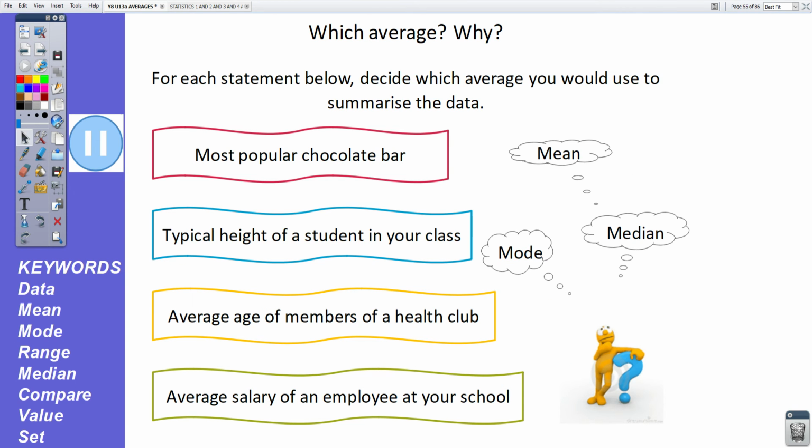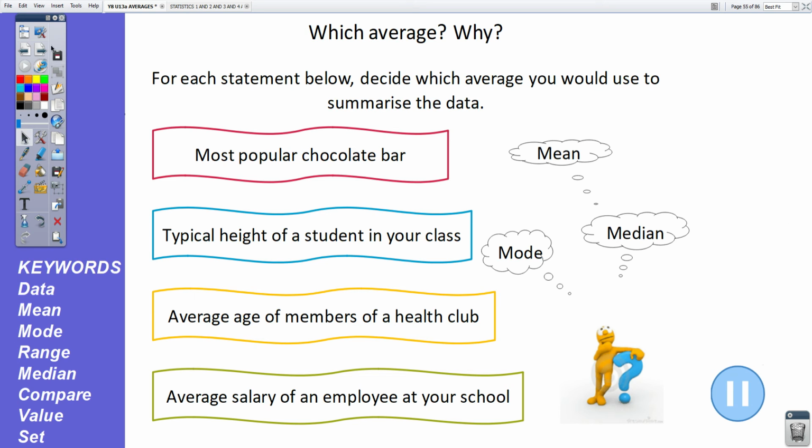Right, now here you've got a choice of mean, mode and median, for 4 different things: most popular chocolate bar, the typical height of a student in your class, the average age of members of a health club, and the average salary of an employee at your school. Okay, let's pause the video and have a go at saying which average you think would be best for each of these types of data.